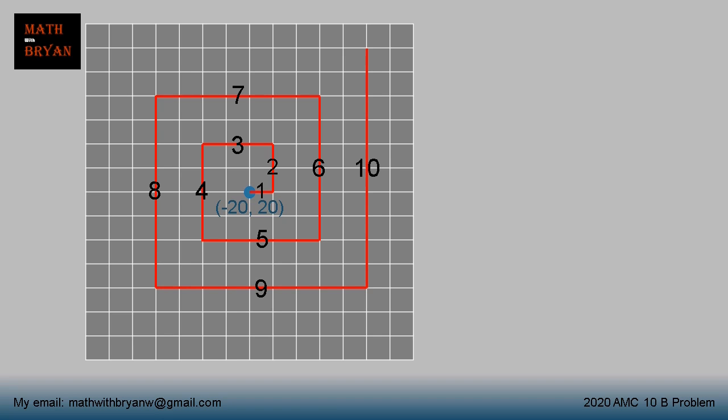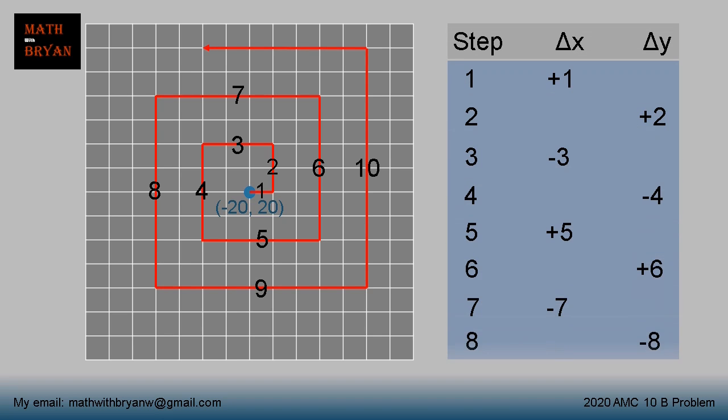If we draw a table of the step numbers and his change in x and y, you'll find that in the first step, his x increased by 1. In the second step, his y increased by 2. On the third step, his x decreased by 3. And on the fourth step, his y decreased by 4. Notice that on all odd steps, the x changed, and on all even steps, the y changed.